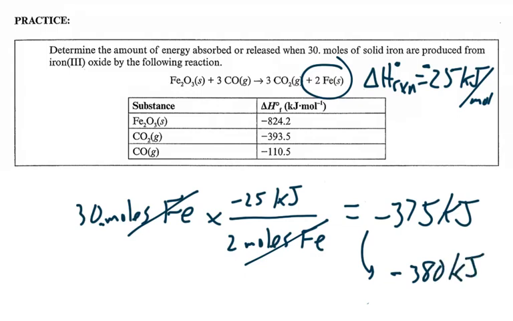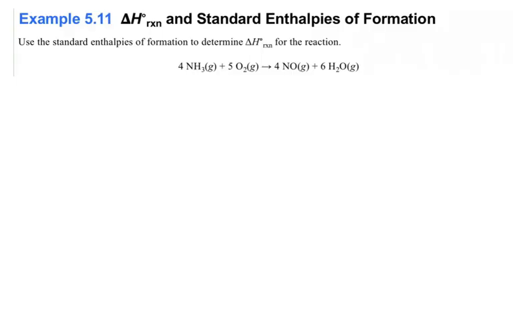So that would be the answer in significant digits. This problem is a combination of finding the enthalpy for the reaction, which was negative 25, and then using that to do a thermochemical equation to find out how much energy would be released in this case if we had 30 moles of solid iron. Okay, let's continue with the next problem.